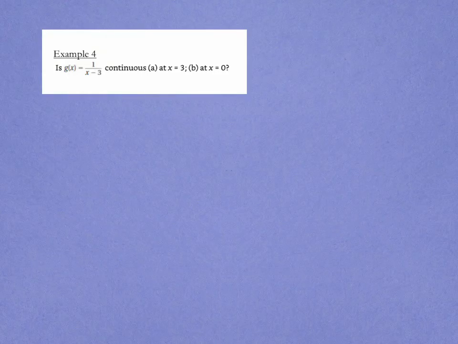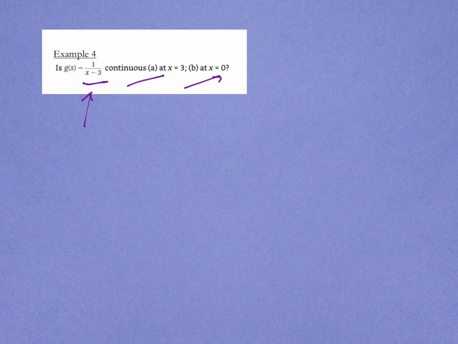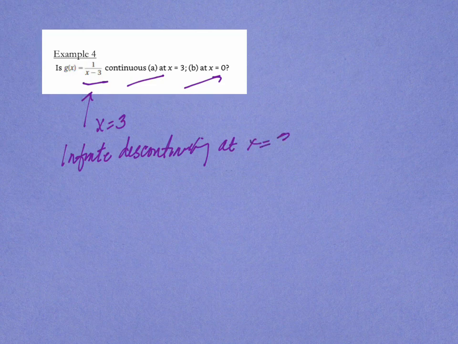Example 4 says, is 1 over x minus 3 continuous at A, x equals 3, and B, x equals 0? If we look at this function, it has a vertical asymptote at x equals 3. So it has an infinite discontinuity at x equals 3. So no, it's not continuous at 3. But that's the only place it has a discontinuity.